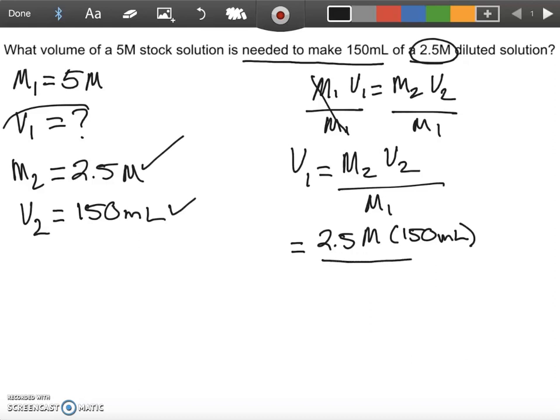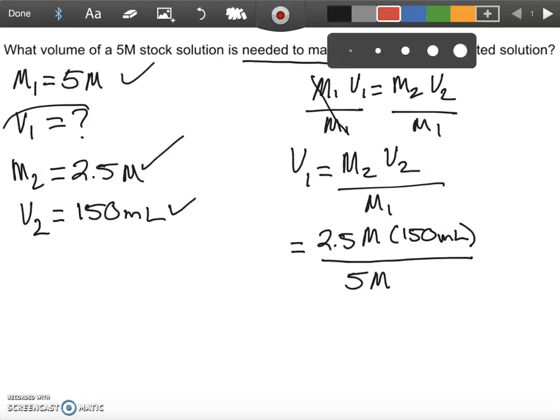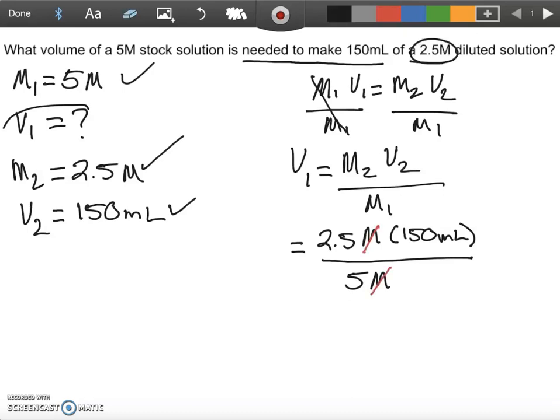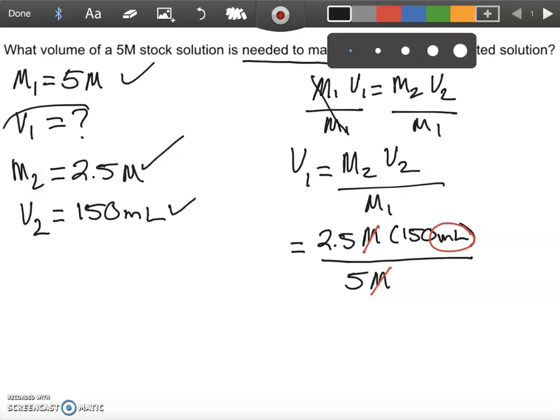The reason why you can leave it that way is because M1 is 5 molar. And look what happens to those big M's. They cross-cancel, leaving us with a unit for volume. And again, the question didn't specify whether or not to leave it in liters or milliliters. So we can actually leave it in milliliters if we want to, but I'll show both of them.